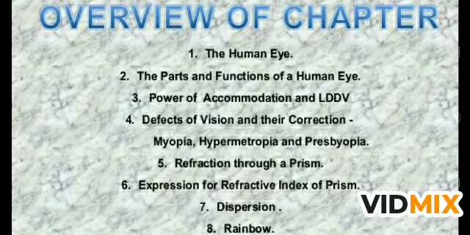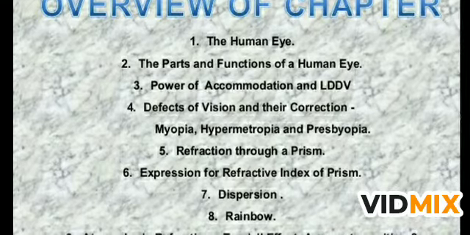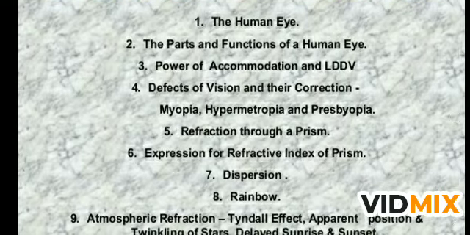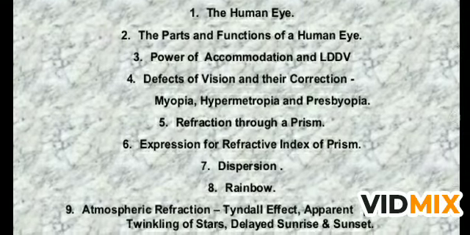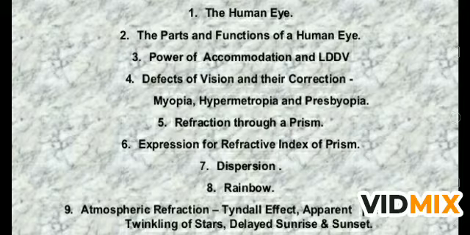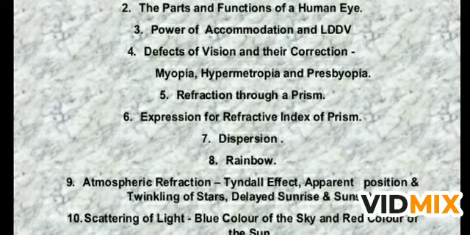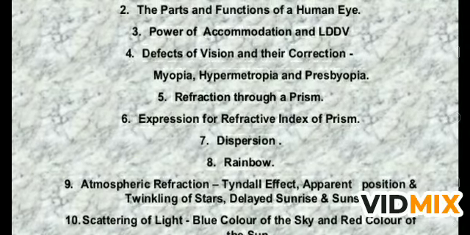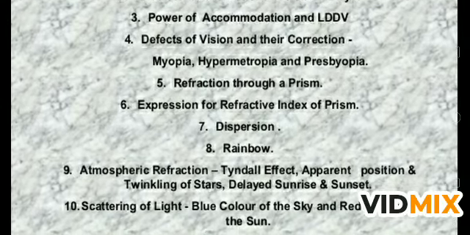Sixth, expression for refractive index of a prism. Seventh is dispersion. Eighth, rainbow. And ninth is atmospheric refraction. In this we will learn about the Tyndall effect, apparent position and twinkling of stars, delayed sunrise and sunset. And the 10th is scattering of light, blue color of the sky and red color of the sun.